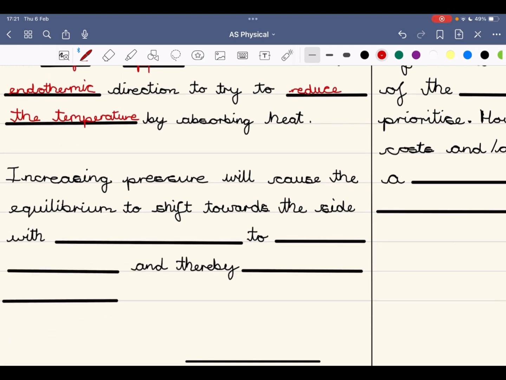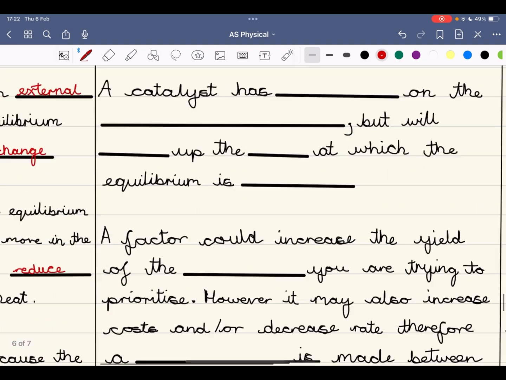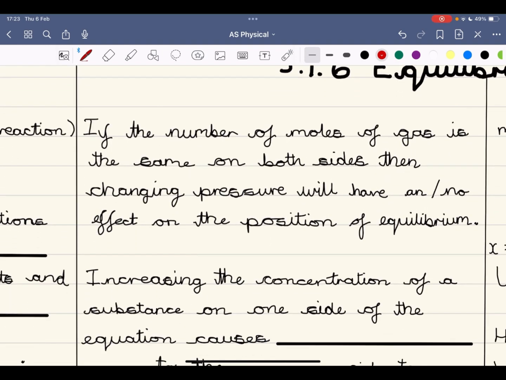Increasing pressure will cause the equilibrium to shift towards the side with fewer moles of gas, to oppose the change and thereby reduce the pressure. If the number of moles of gas is the same on both sides, then changing pressure will have no effect on the position of equilibrium.